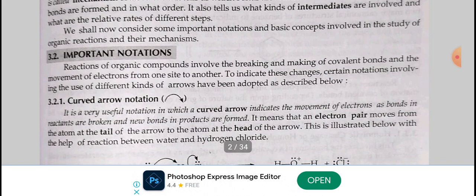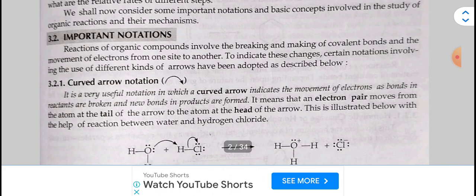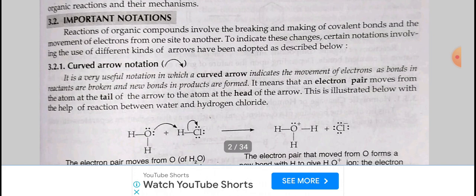Important notations. Reactions of organic compounds involve the breaking and making of covalent bonds and the movement of electrons from one place to another. To indicate these changes, certain notations involving different kinds of arrows have been adopted, as described below. Curved arrow notation. It is a very useful notation in which a curved arrow indicates the movement of electrons as bonds in reactants are broken and new bonds in products are formed.